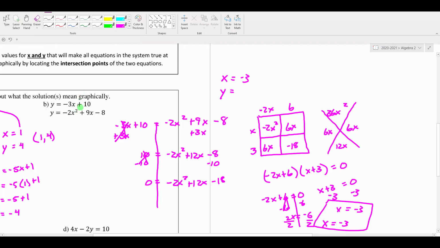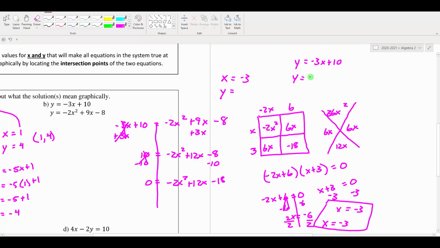Don't forget that you still have to find your y value. You can use either equation over here to help you find the y value. So I'm going to use the linear one because it's a little bit easier to work with. So I'm going to say y equals -3x plus 10, and remember now we know what x is, so I'm going to plug that -3 in for x.